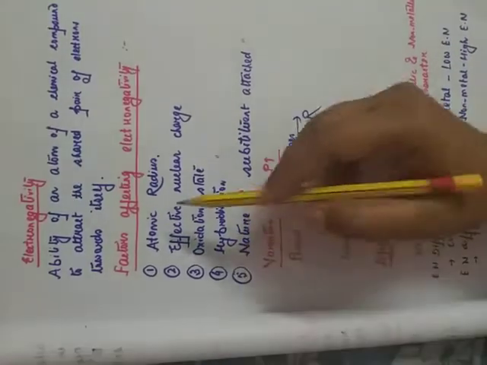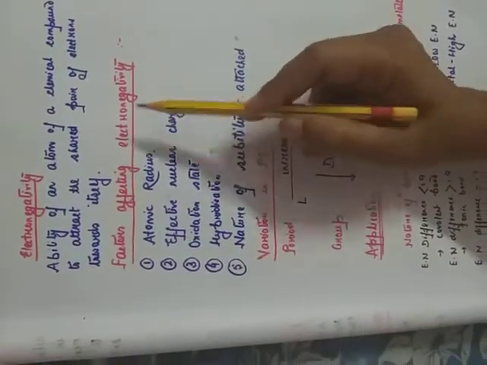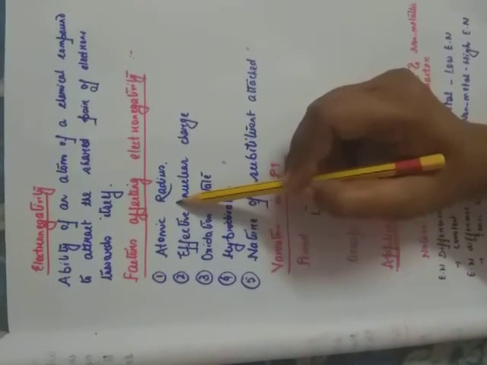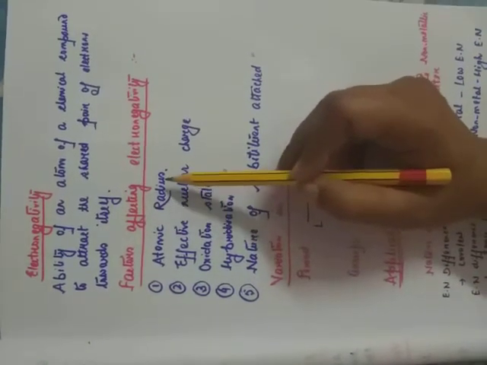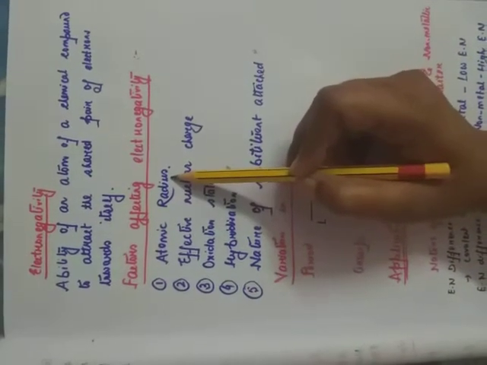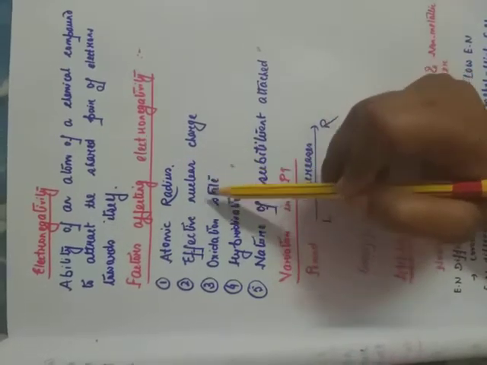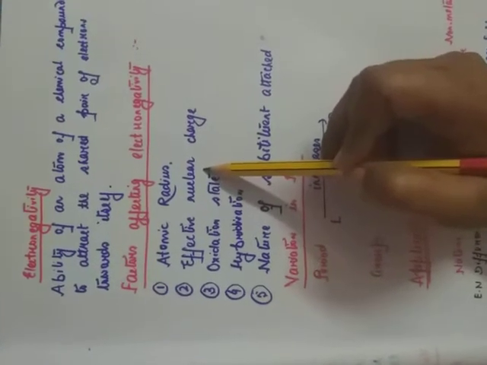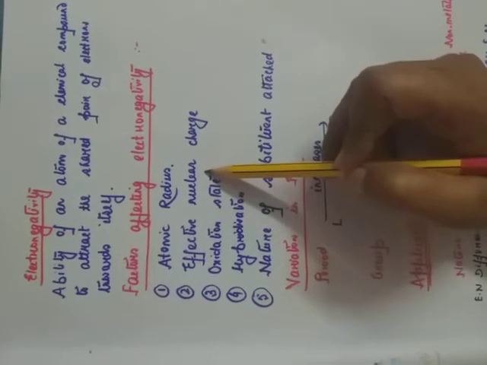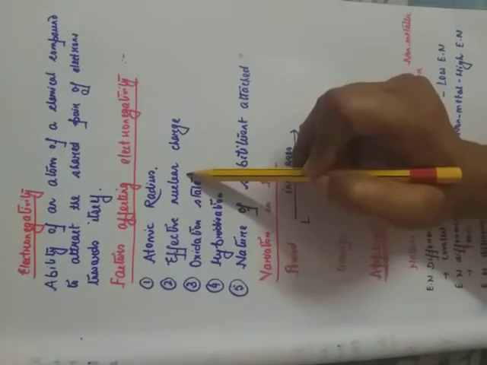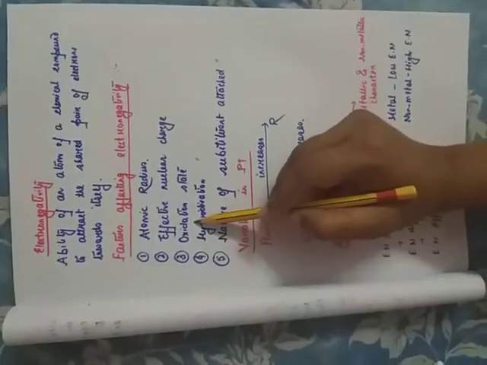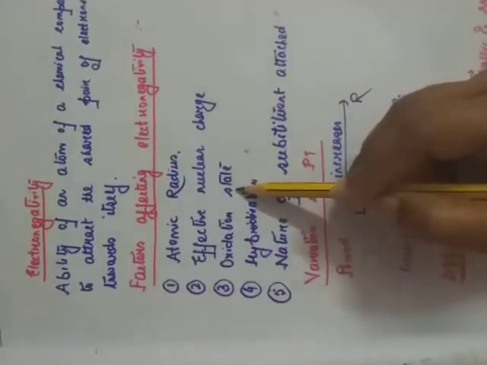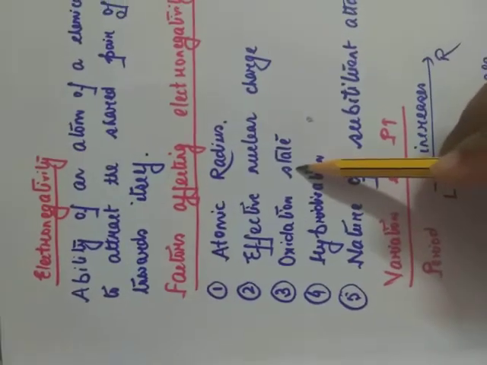The factors that affect the electronegativity are atomic radius. As the atomic radius of an element increases, the electronegativity value decreases. So it is inversely proportional to atomic radius. The electronegativity is directly proportional to effective nuclear charge, because if the effective nuclear charge increases, the electronegativity will also increase. The electronegativity increases as the oxidation state of the atom also increases. That is, as the number of positive charges increases, electronegativity will also increase.